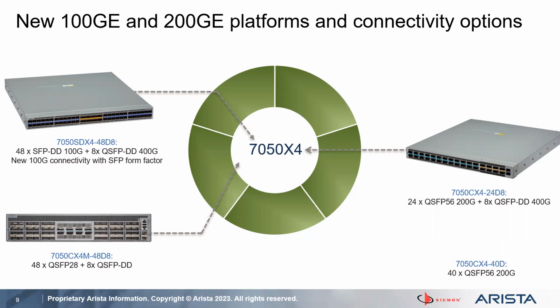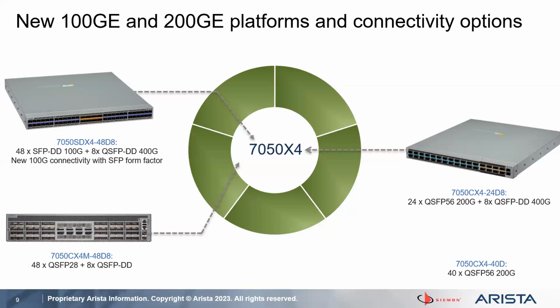If you look down below, that's a perfect platform for spine connectivity, gives you 48 ports of 100 gig with 8 ports of 400 gig. Of course, this retains the QSFP form factor, which is optimal for spine connectivity because it has the QSFP ports. And last but not least, if you look to the right, that's another platform that we're very excited about.